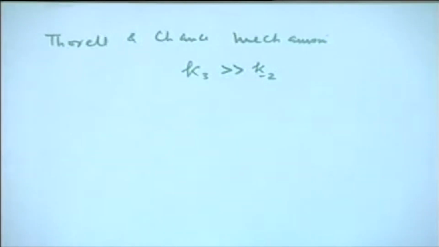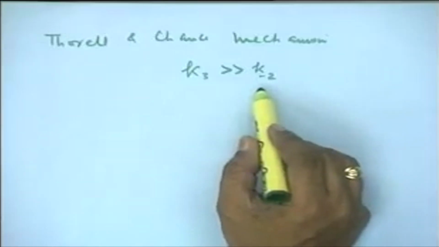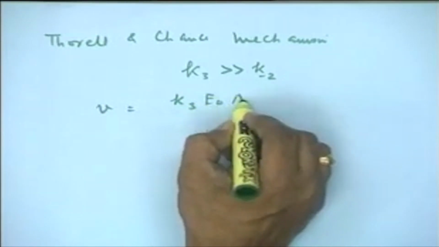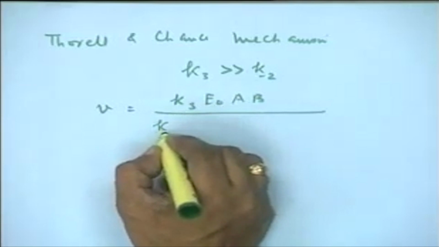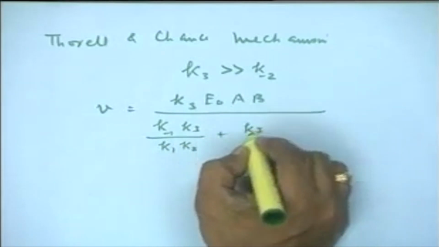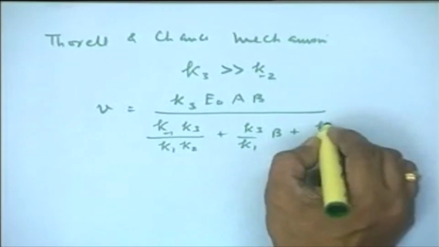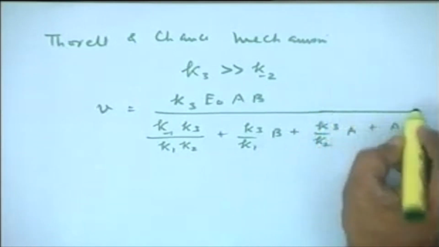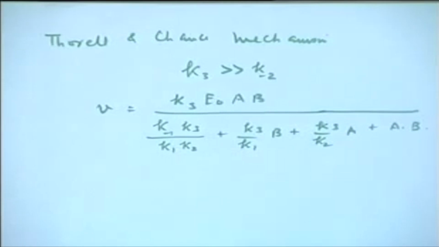Essentially, the condition implying the insignificant quantities of EAB, essentially direct conversion of EA into E, although it is via EAB, but the complex EAB is not very stable, essentially means that K3 is much greater than K2. You substitute that, and you get the rate expression as K3 E naught AB upon K minus 1 K3 upon K1 K2 plus K3 upon K1 into B plus K3 upon K2 into A plus A into B.